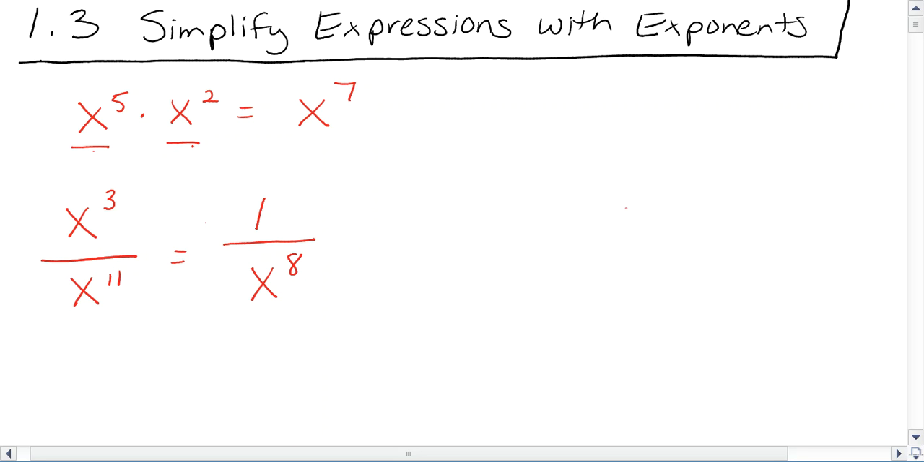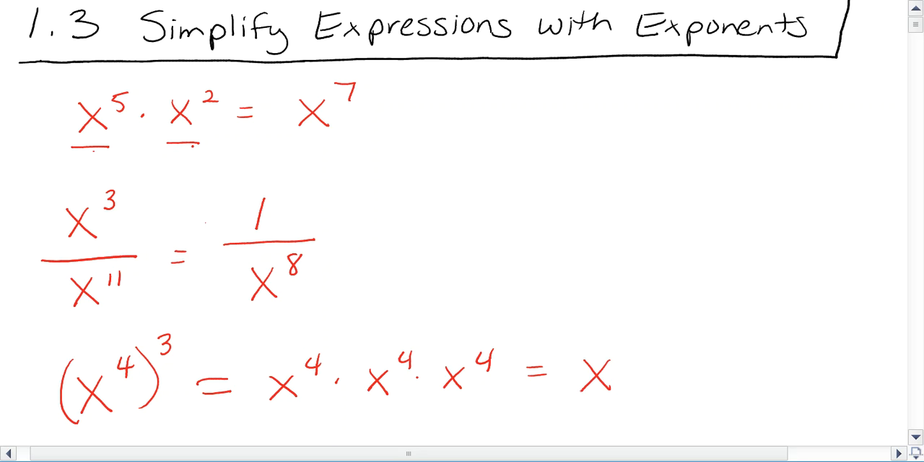The next property talks about when we have a power raised to a power. So if we had x to the 4th and we were taking this whole parentheses to the 3rd power, that would mean I'm using x to the 4th as a factor 3 times. So that's a lot of x's if you count them out. 4, 8, 12, there'd be 12 of them, and so the shortcut we use, the property says, when you have a power to a power, you multiply exponents.